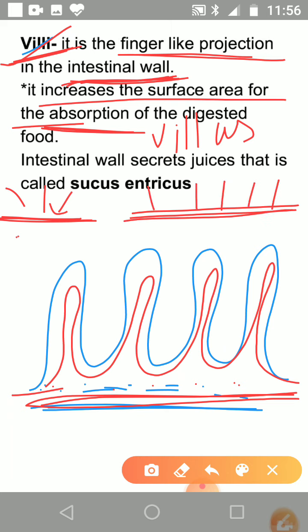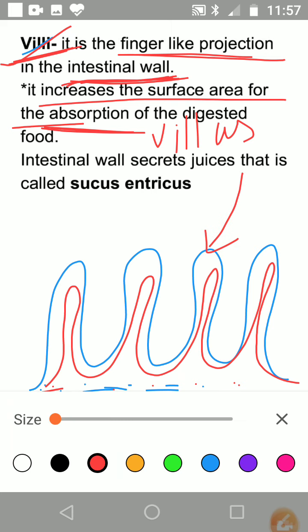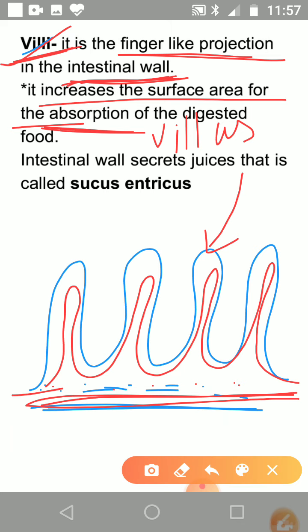So here the absorption takes place in large amount. That is the function of our villi. What do the villi do? Actually, villi are very fine hair-like or finger-like projections, and there are millions and trillions of them in the intestinal wall. So what happens? The food which is digested is now absorbed by the small intestine, by the villus or villi.